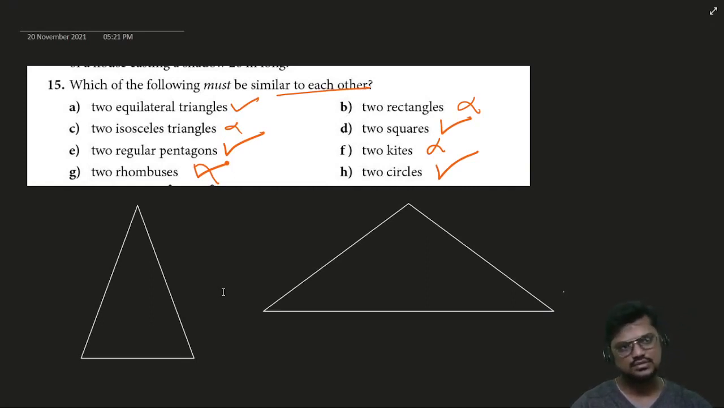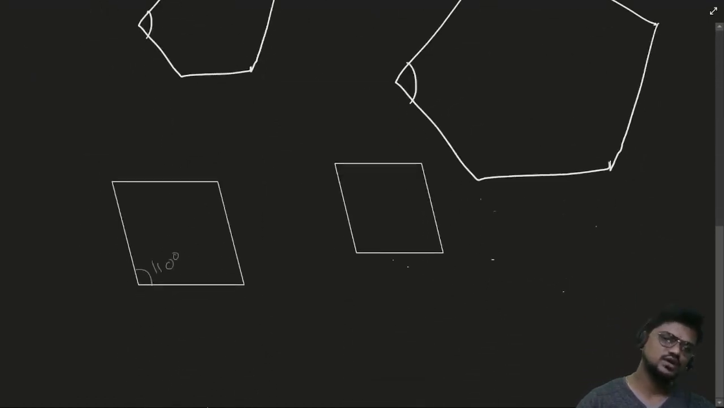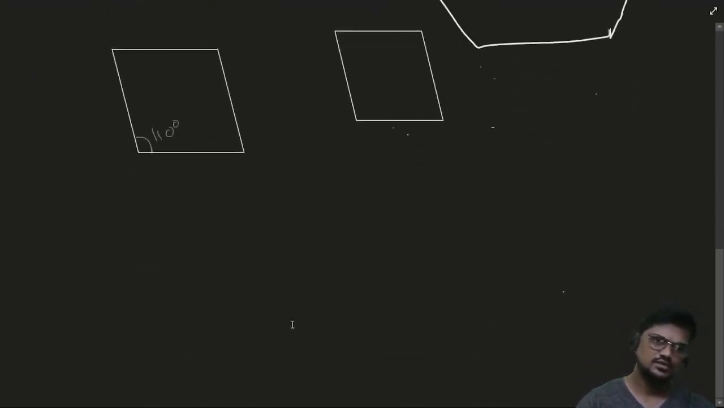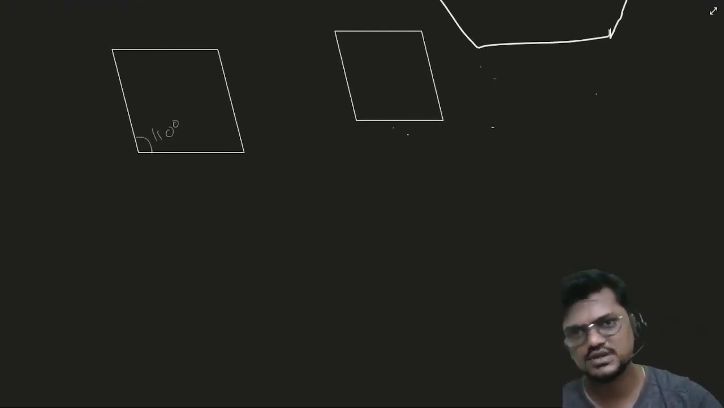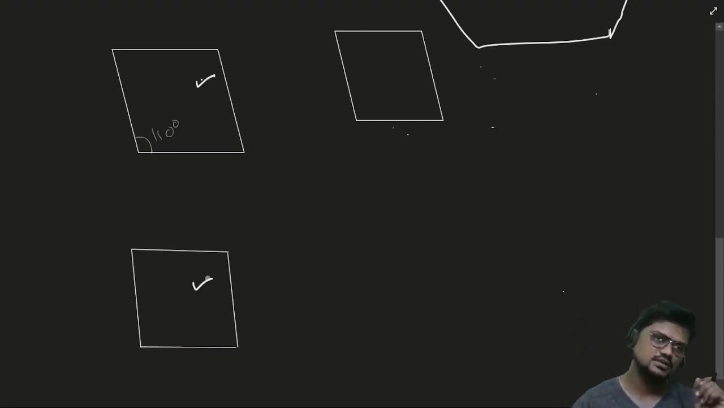Can you draw a rhombus freehand? Can you draw two rhombuses freehand, which are not similar, like that? Okay, fine. See over here, I'll draw. This is the rhombus, and see, this is also the rhombus. These two rhombus are similar.